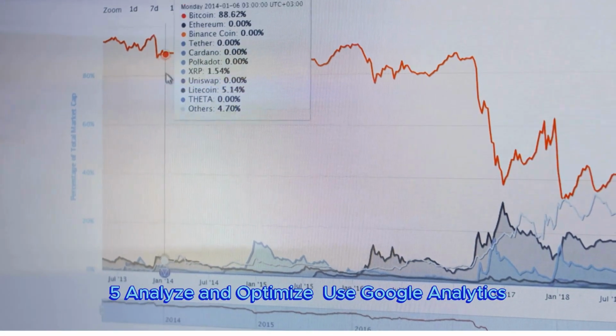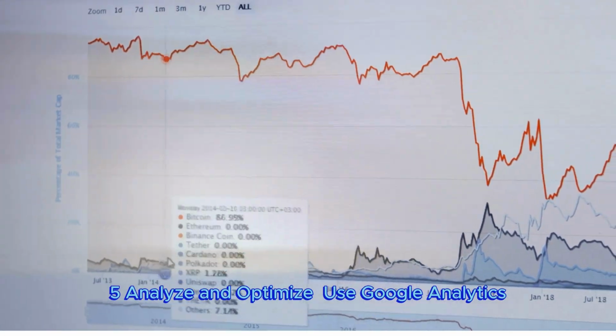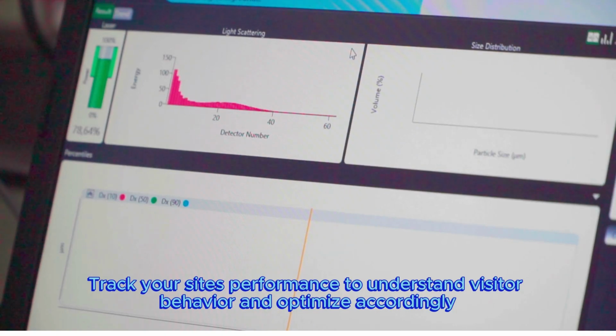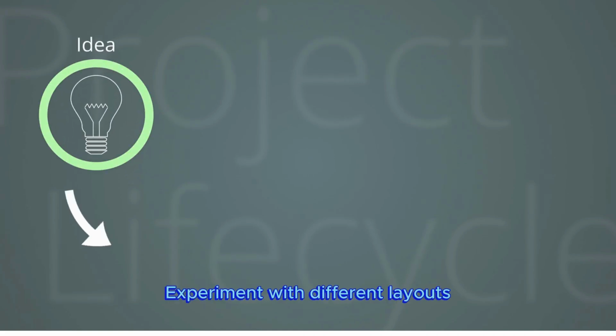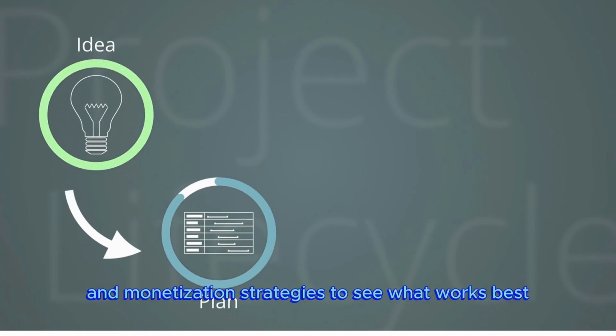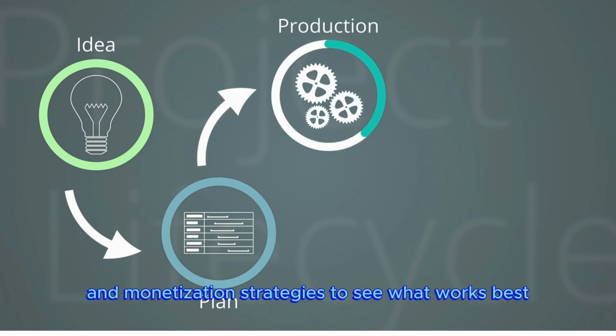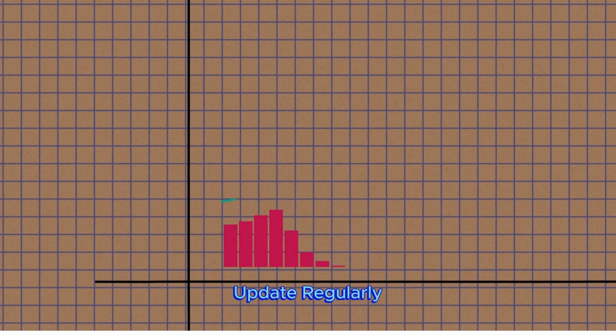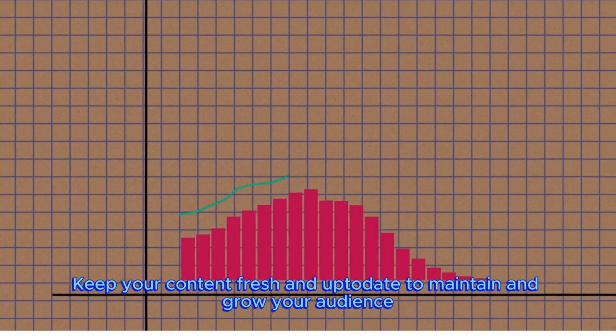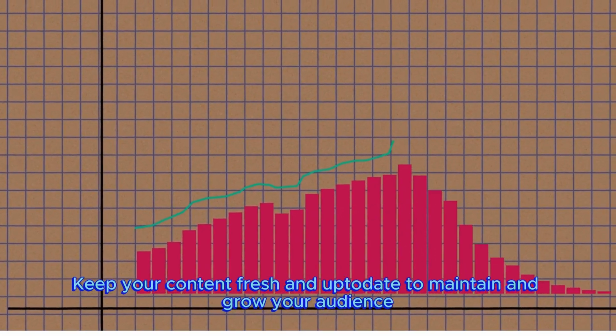5. Analyze and optimize. Use Google Analytics. Track your site's performance to understand visitor behavior and optimize accordingly. A/B testing. Experiment with different layouts, content, and monetization strategies to see what works best. Update regularly. Keep your content fresh and up to date to maintain and grow your audience.